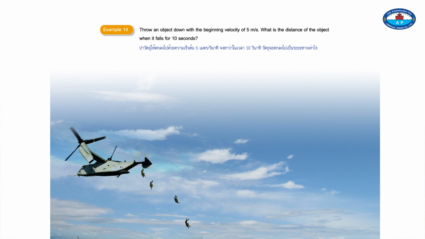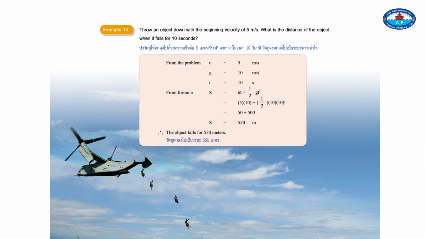Throw an object down with the beginning velocity of 5 meters per second. What is the distance of the object when it falls for 10 seconds? The object falls for 550 meters.